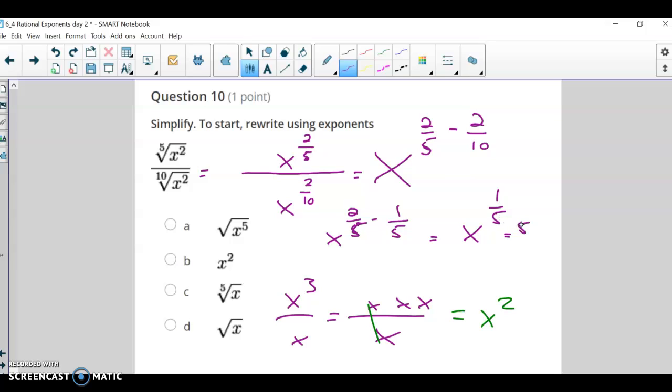And then if you have to rewrite that in the other form, it would be a root of 5 and a power of 1. So it gives us something like that. Sorry for the terrible handwriting, but it should be a 5th root of x is the right one for that.